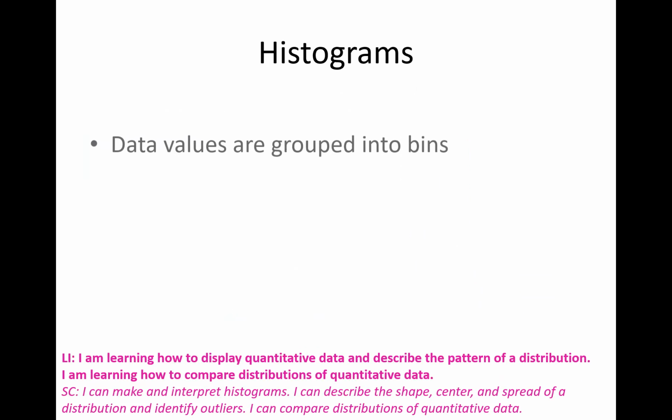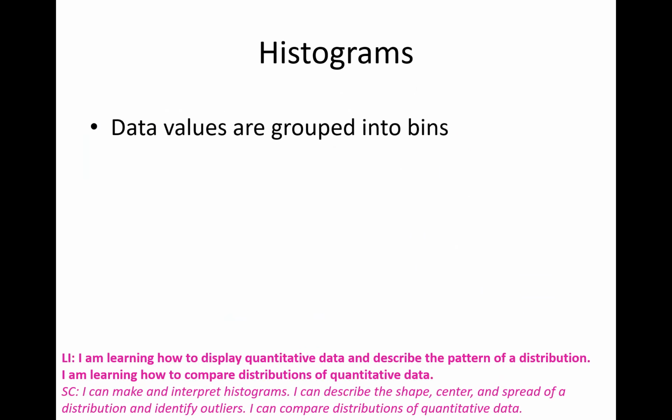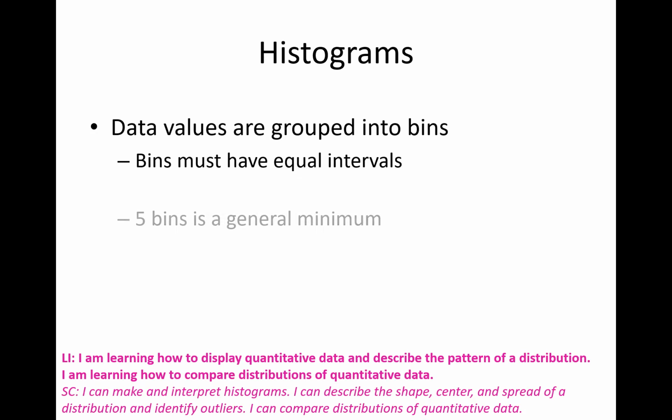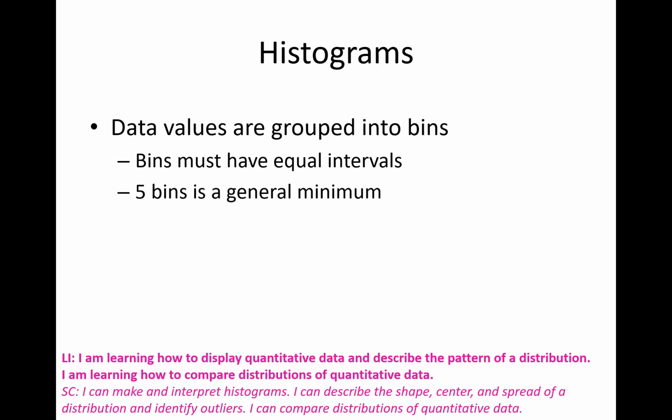So histograms. Histograms are when we have data values that are grouped into bins, kind of like bars. The bins are basically like the bars of a bar graph. Bins must have equal intervals, so they're the same width across. 5 bins is a general minimum, so when you're building a histogram, typically we want at least 5 bins or bars to set up our data.